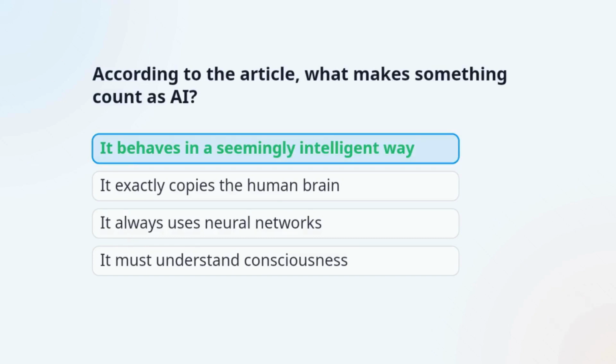The correct answer is, it behaves in a seemingly intelligent way. The article defines AI by behavior that a person might reasonably call intelligent. It does not require a brain-like structure or consciousness.